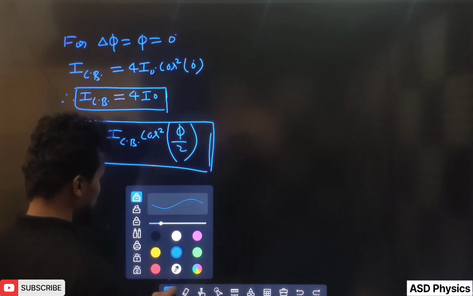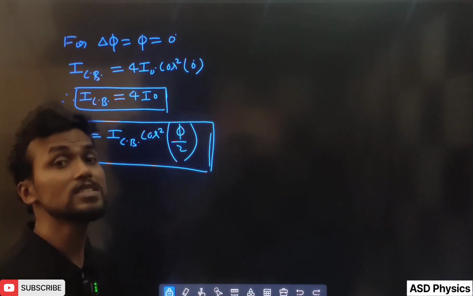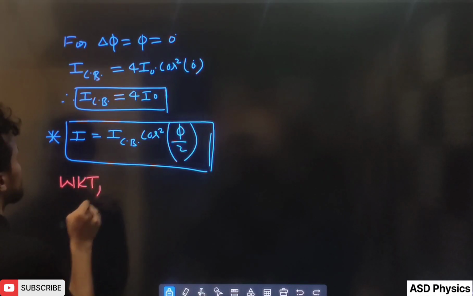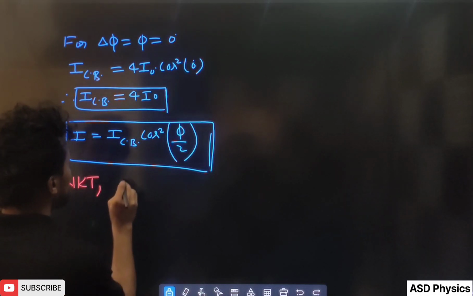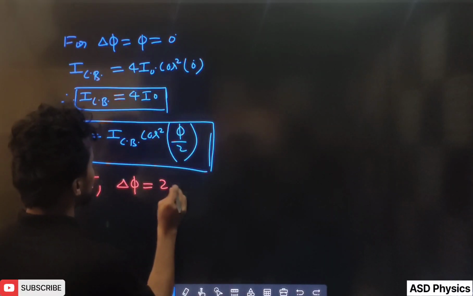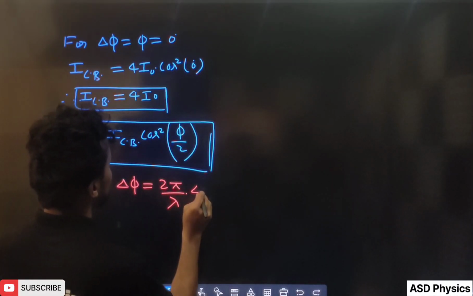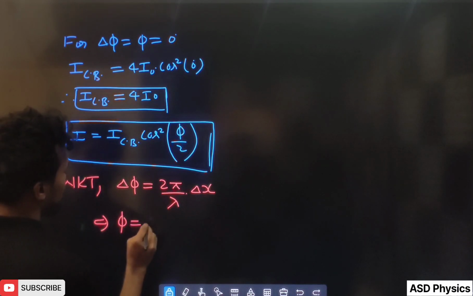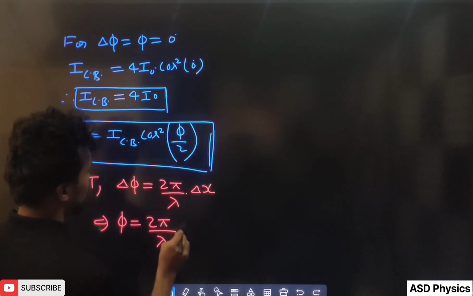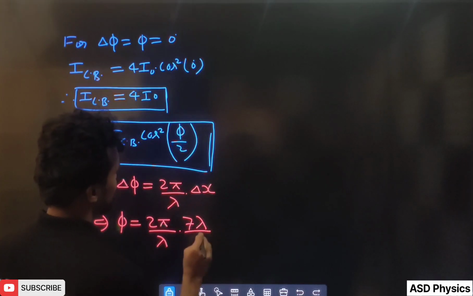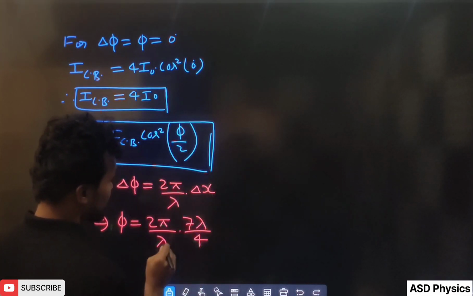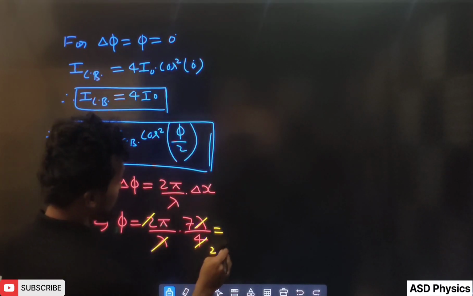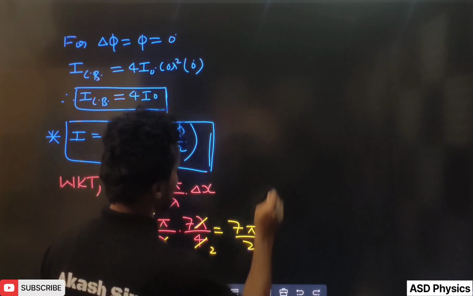Now students, in the question what is the given data? Delta x is 7 lambda by 4. So we'll use the relationship between the phase difference and the path difference. The relationship is that delta phi is equal to 2 pi by lambda into delta x. Delta x is 7 lambda by 4, so this lambda cancels. 2 by 4 is 2, so it becomes 7 pi by 2.